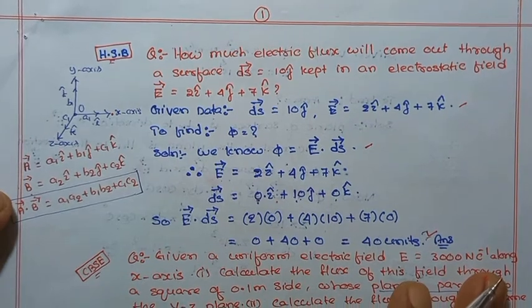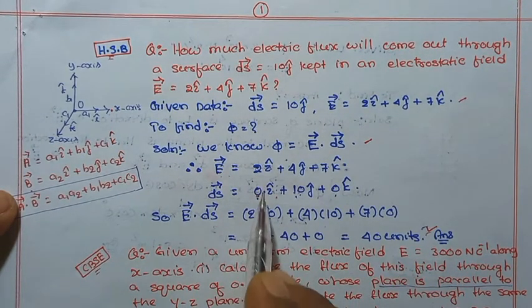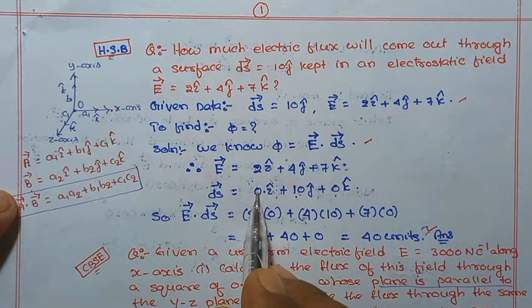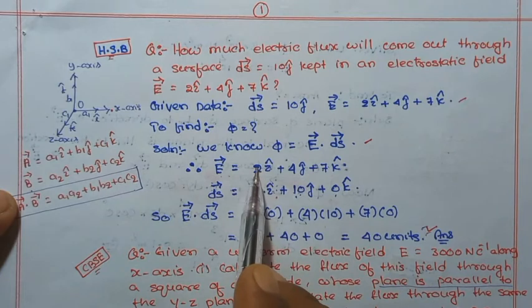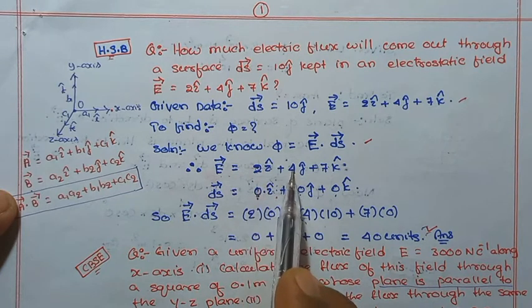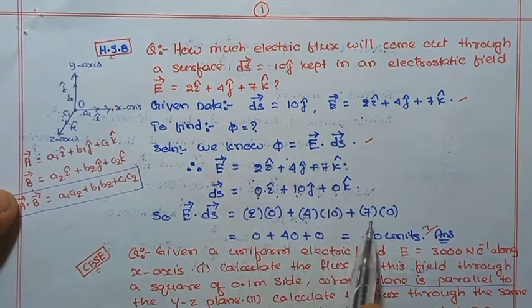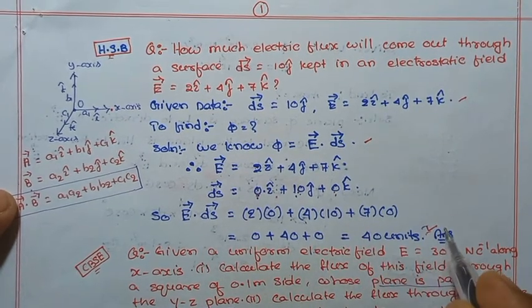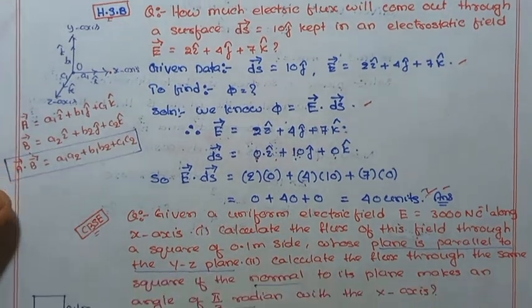Therefore E vector dot ds vector is equal to a1 a2 plus b1 b2 plus c1 c2, that is 2 into 0 plus 4 into 10 plus 7 into 0. So after solving we will get 40 units. Okay. Now we will go to the next question.